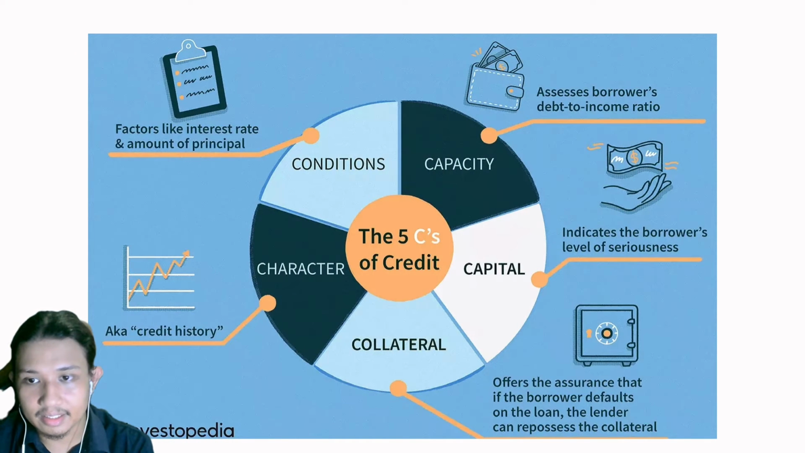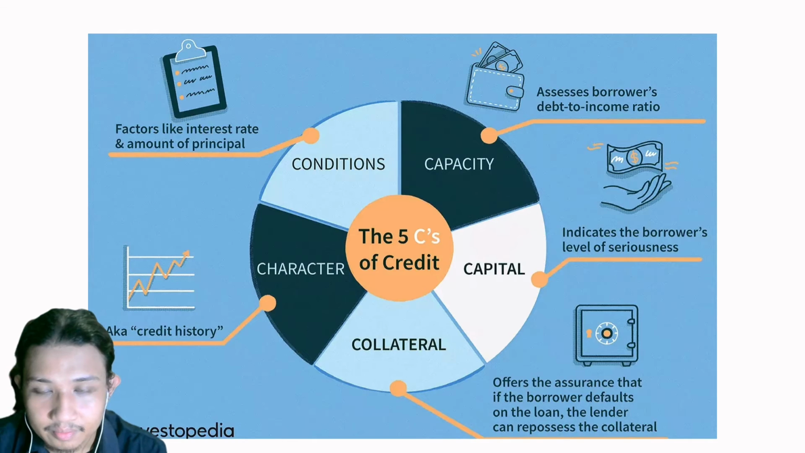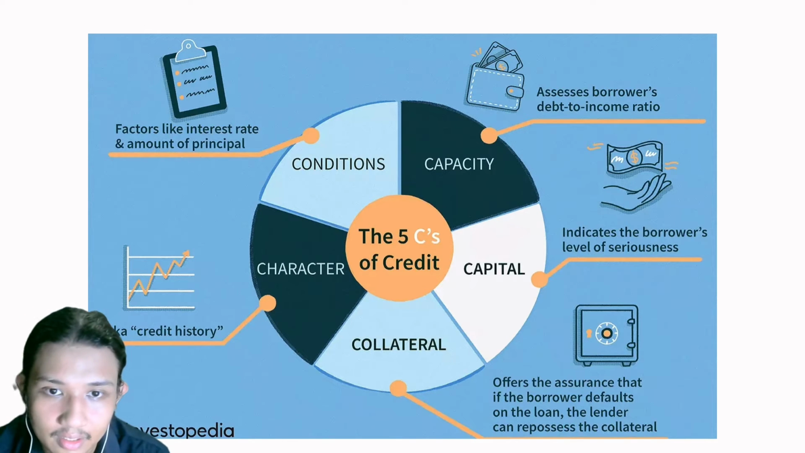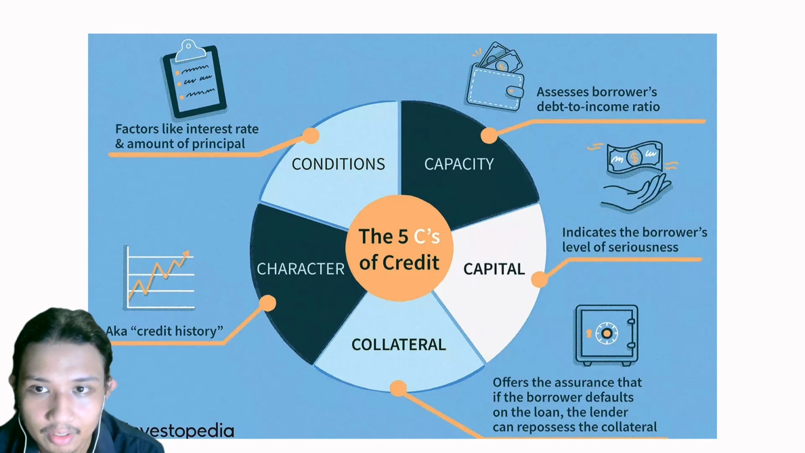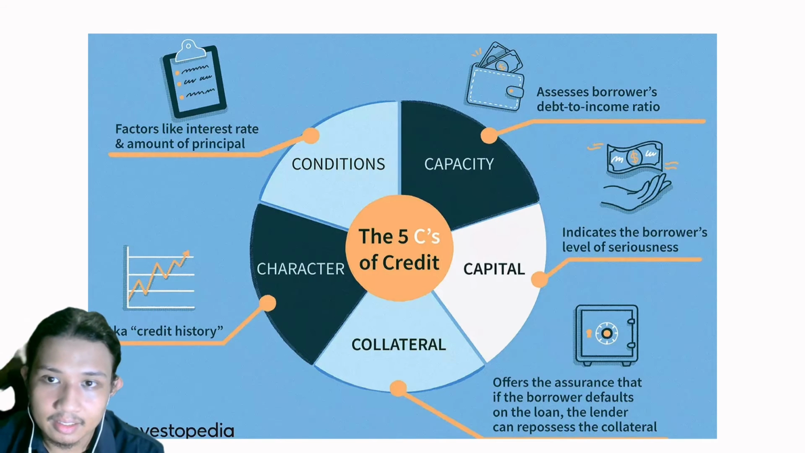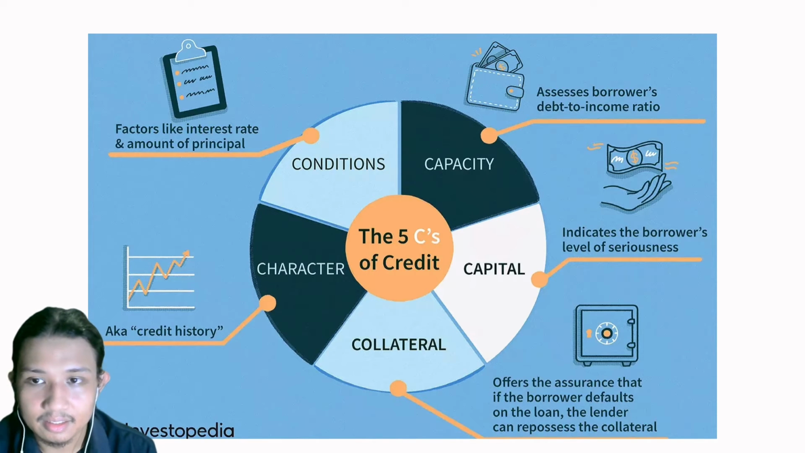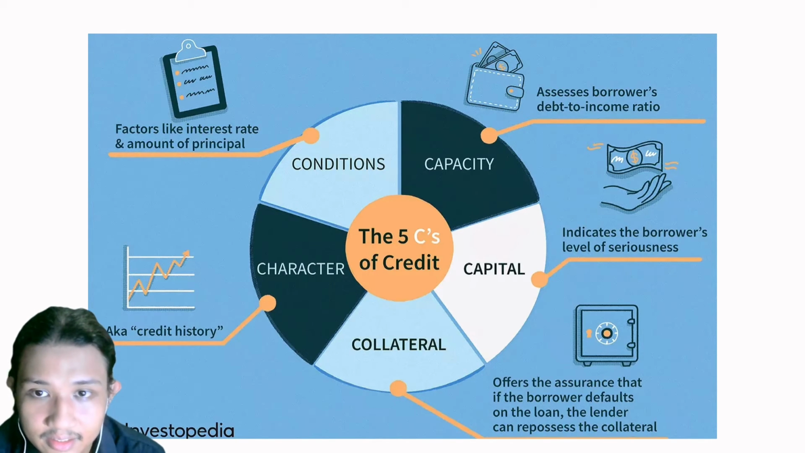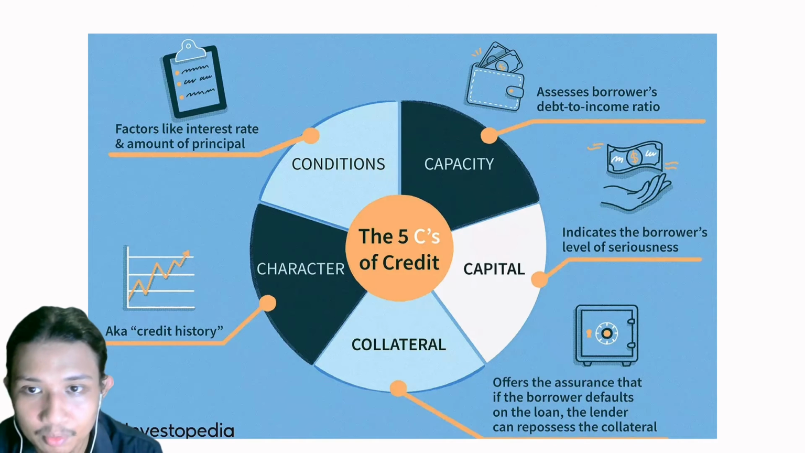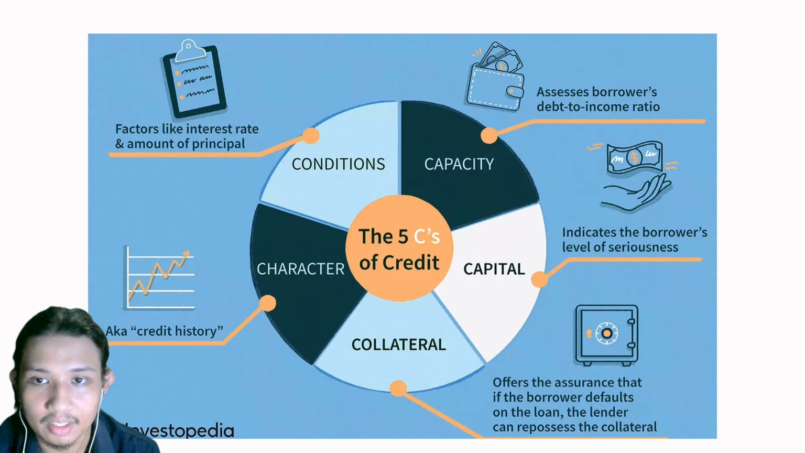Okay, next and last is performance evaluation. There are 5 credit evaluation processes. First is character, which demonstrates responsibility and integrity of your actions. And next is capacity.